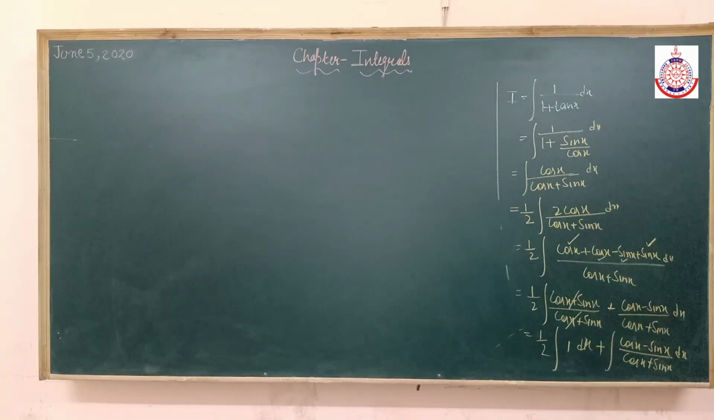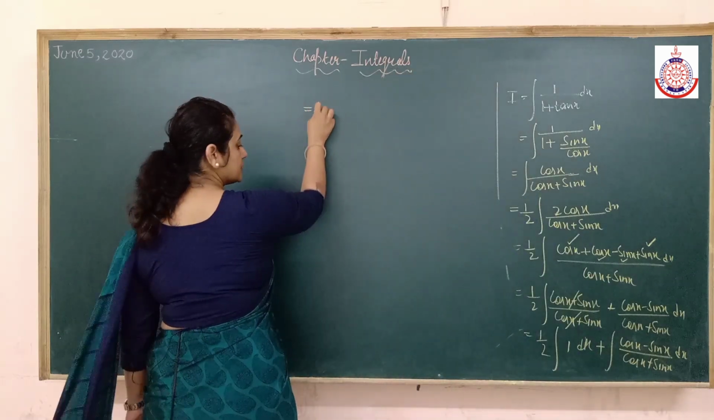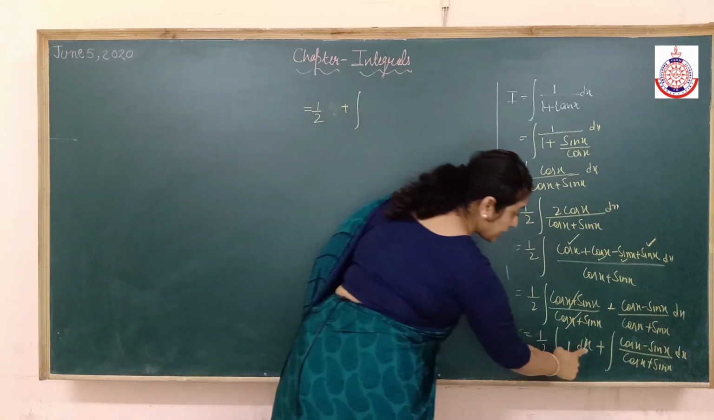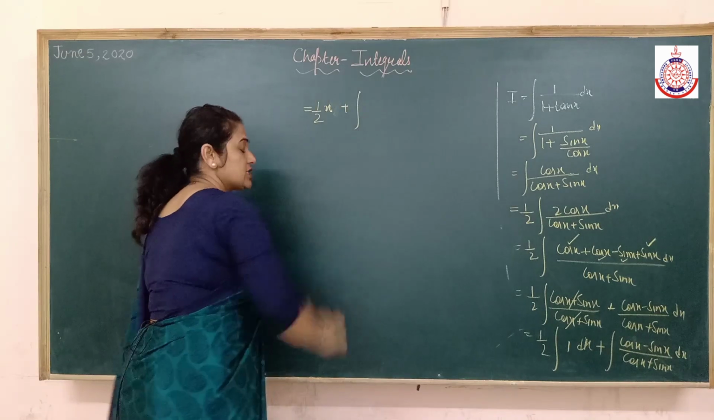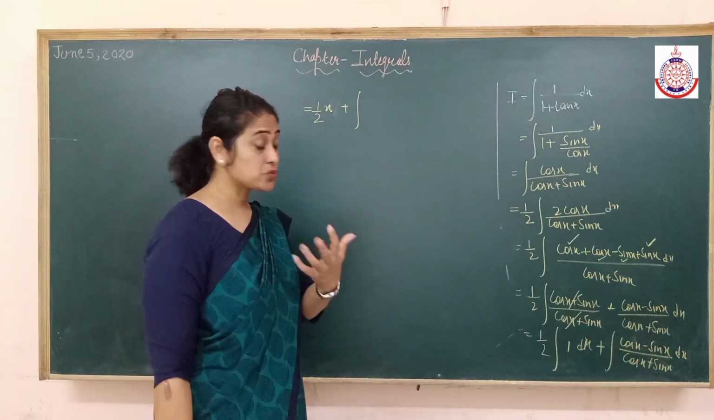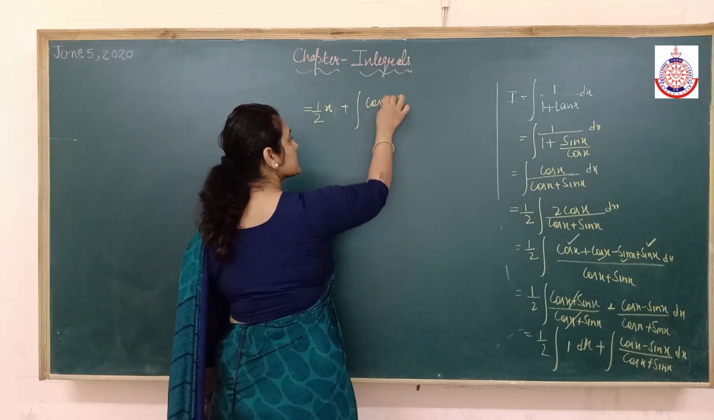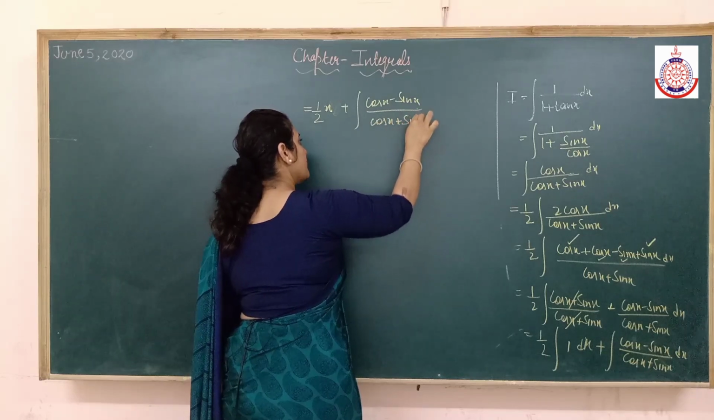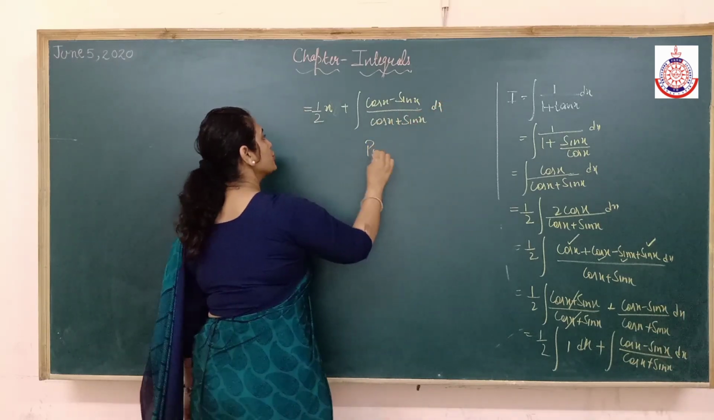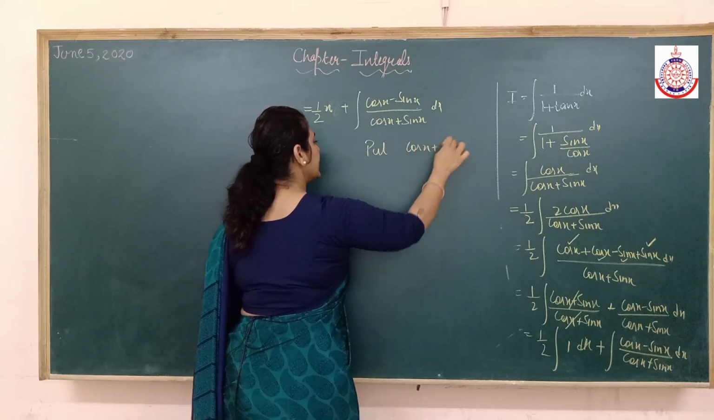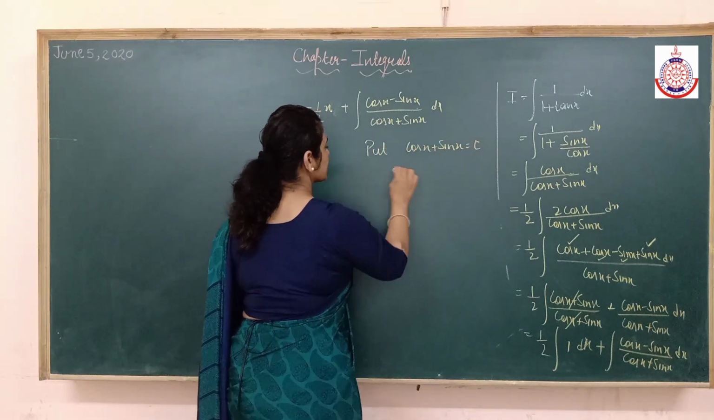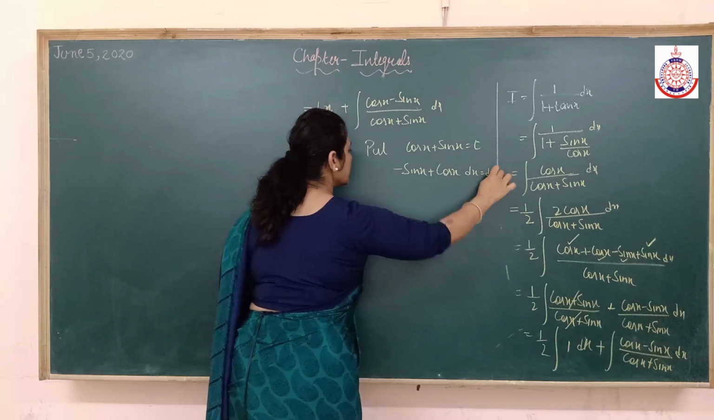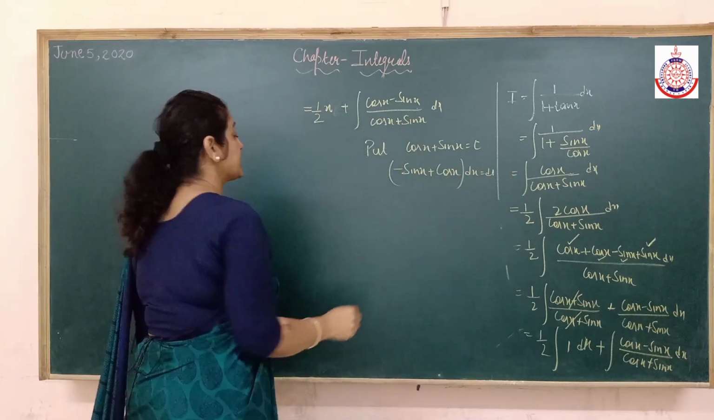What is integration of 1? Integration of 1 is t. So this part is over. Oh, we are integrating with respect to x. So integration of 1 is x, the variable with respect to which we are integrating. Alright, we are left with this part. So now I will substitute here. Put cos x plus sin x equals t. Differentiation of cos x is minus sin x, of sin x is cos x. dx is equal to dt. So cos x minus sin x dx has become dt.